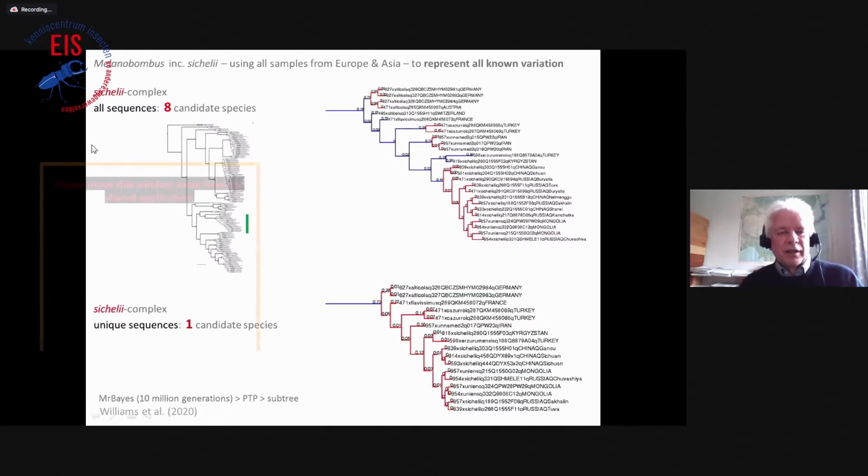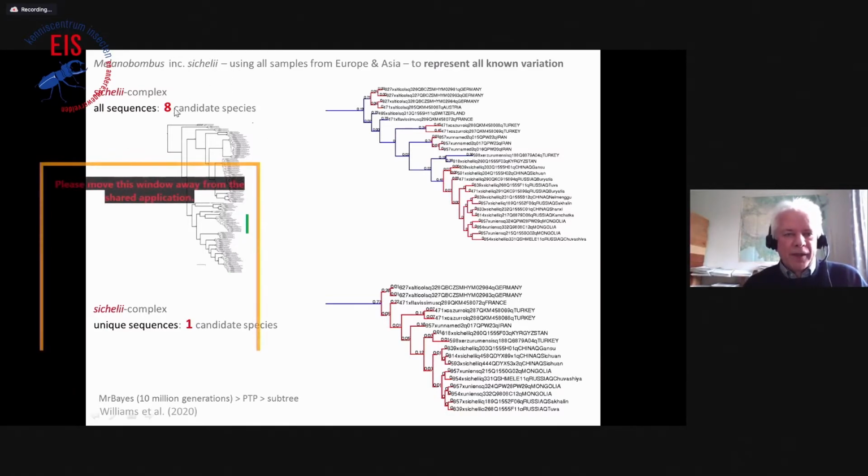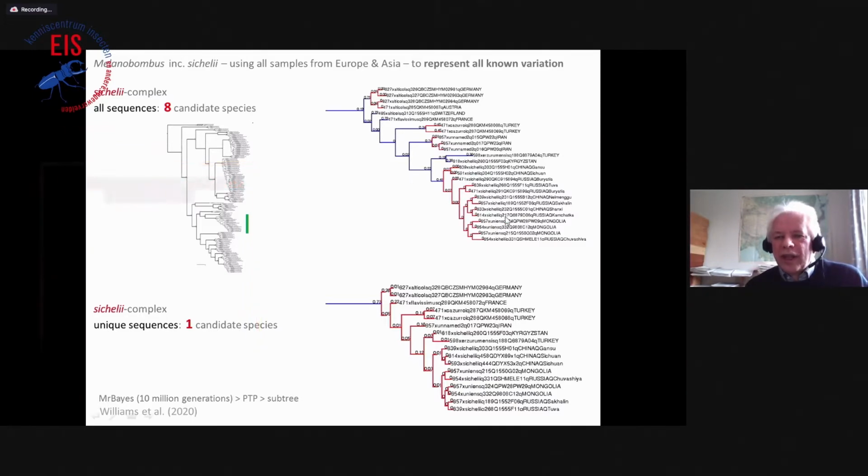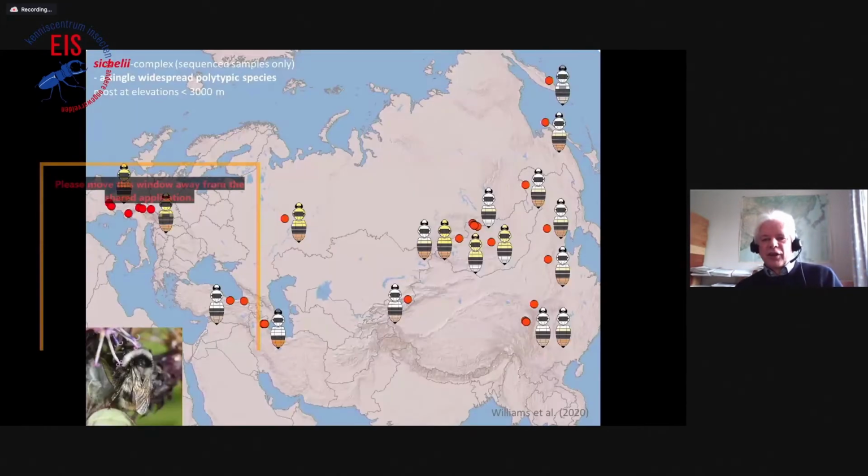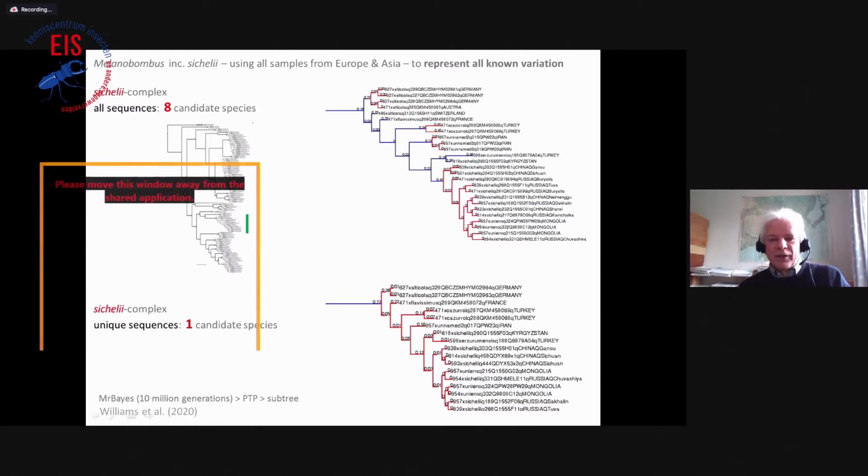Looking at that in some real data for Melanobombus, the Lapidarius relatives, but we're particularly interested in Sicily. This is the result of using all of these sequences for the CO1, and this is where the Sicily complex comes out. So here they are. And with all of the sequences involved in the analysis, we find 8 candidate species. Unfortunately, the bad news is that this solution is very unstable to taking out individual sequences or putting new ones in. So the number of species tends to change rather erratically, and that's not a good thing.